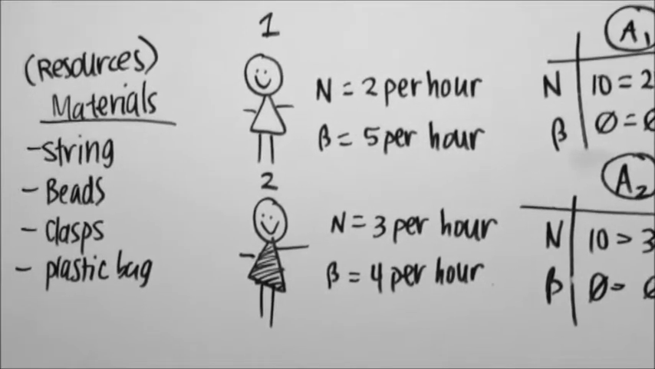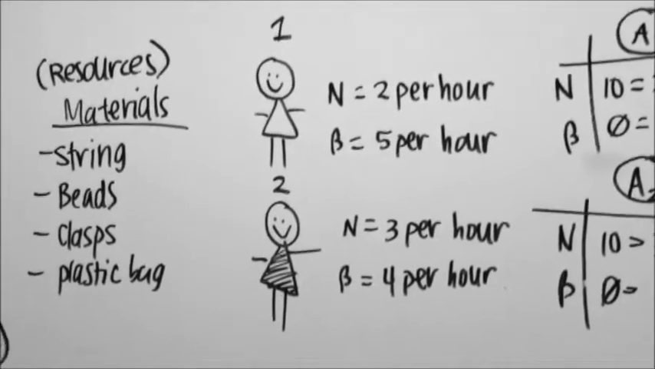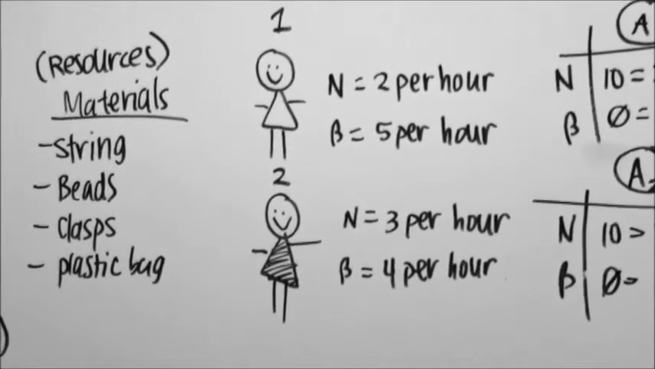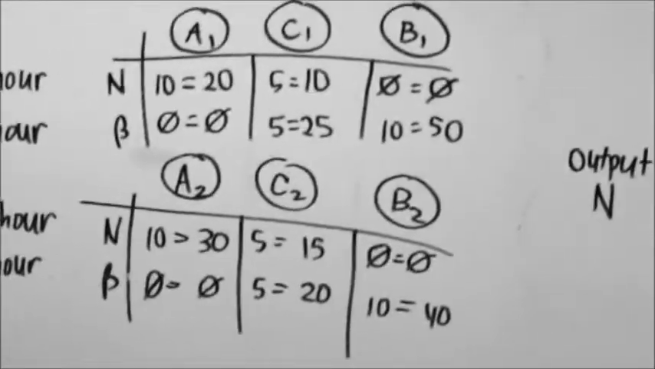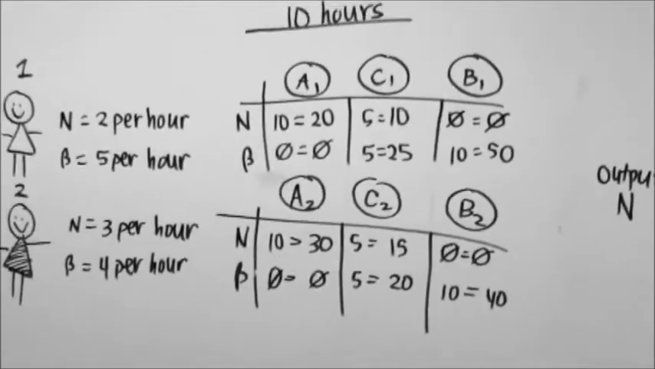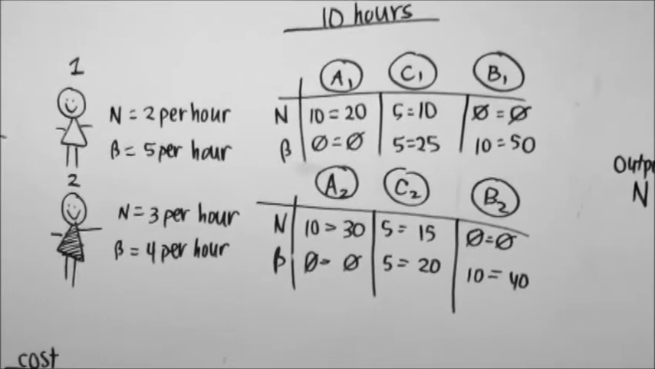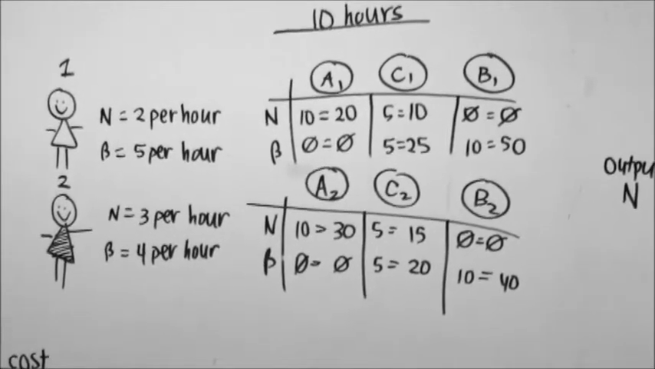Let's assume that I make necklaces at a rate of 2 per hour and bracelets at a rate of 5 per hour. My friend makes 3 necklaces per hour and 4 bracelets per hour. If we both worked a 10-hour day and I used all 10 hours to make necklaces, I would produce 20 necklaces. If I used all 10 hours to make only bracelets, I would produce 50 bracelets.